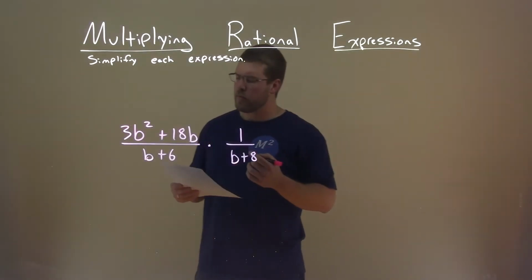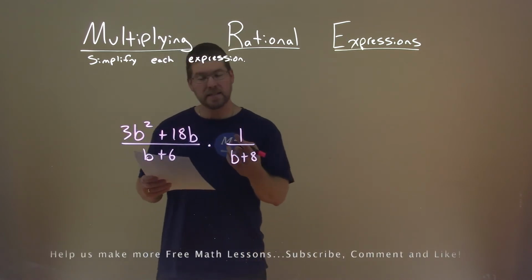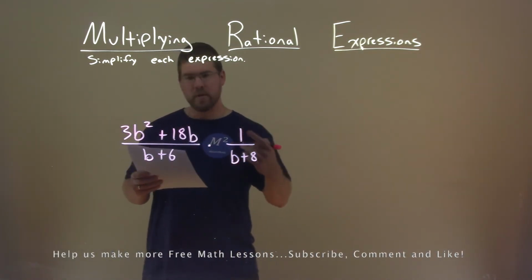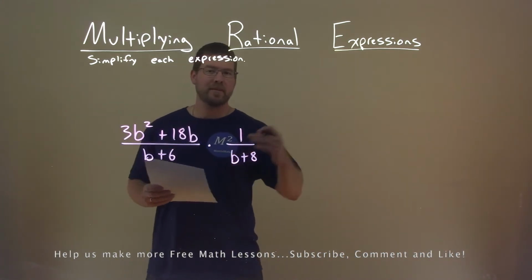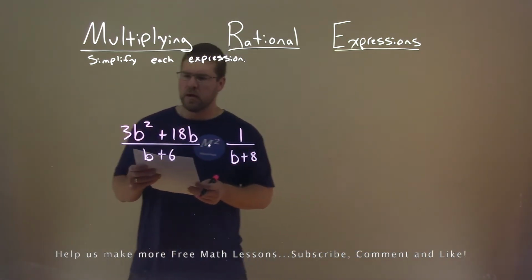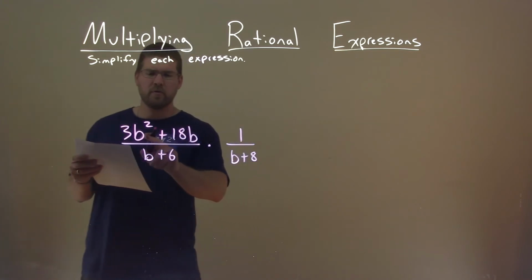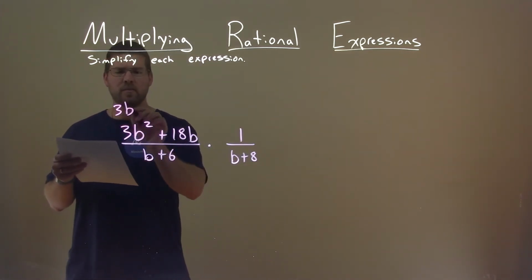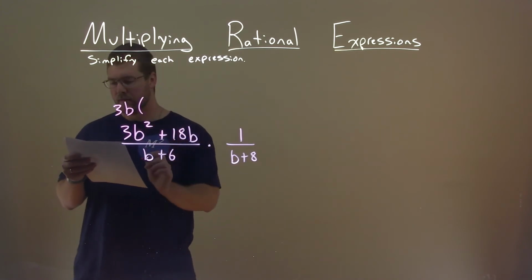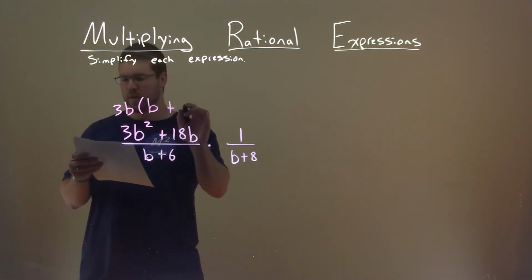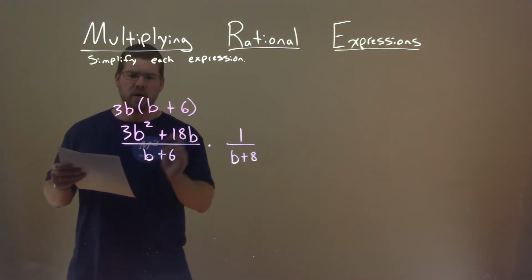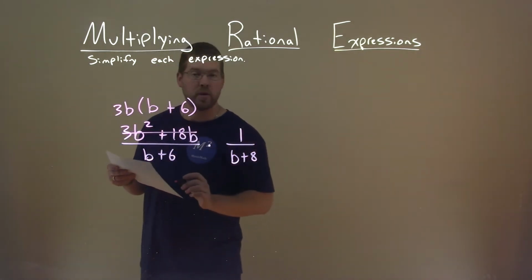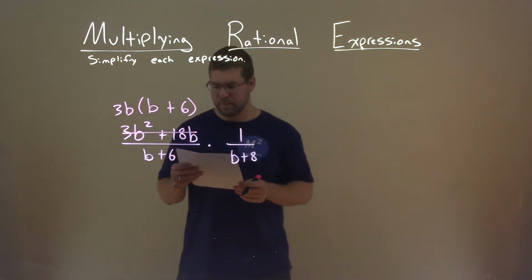We're given this problem right here: 3b squared plus 18b divided by b plus 6 times 1 over b plus 8. And we want to simplify this expression. Well, let's look at our numerator right here, 3b squared plus 18b. I can pull out a 3 as well as a b from both parts. What am I left with? Well, that's just a b plus 6. So I have now 3b times b plus 6, and it's going to replace that 3b squared plus 18b.